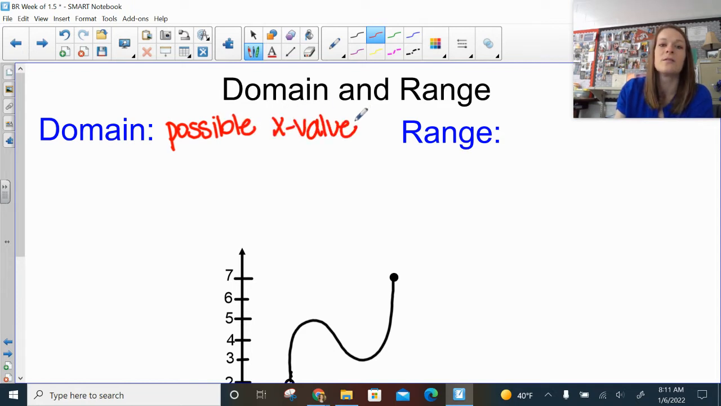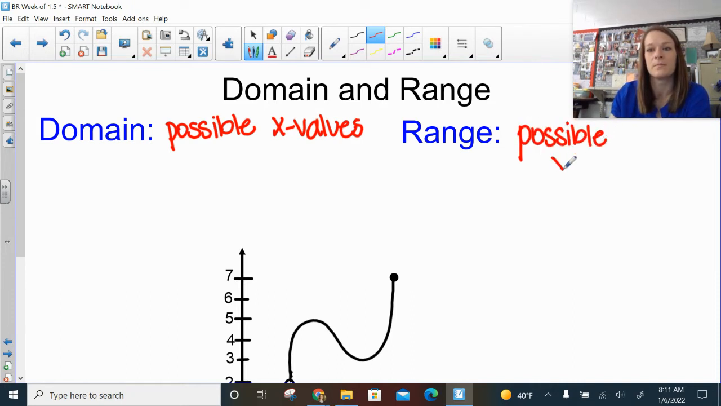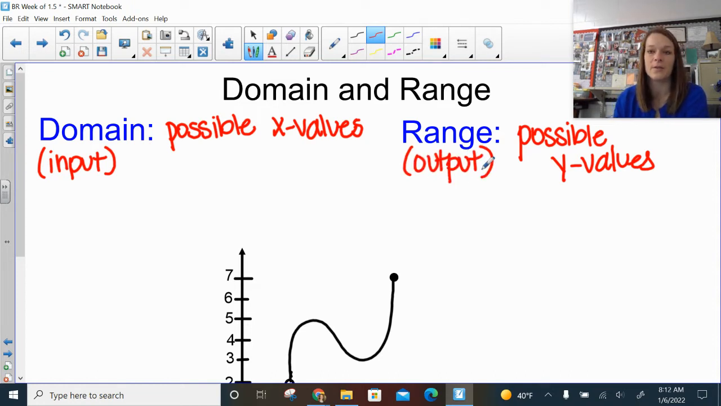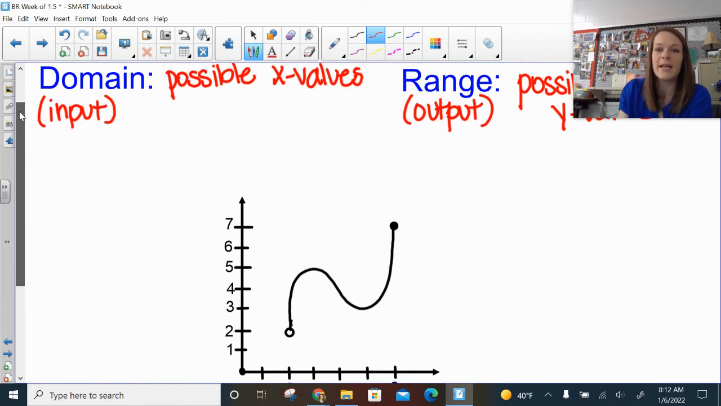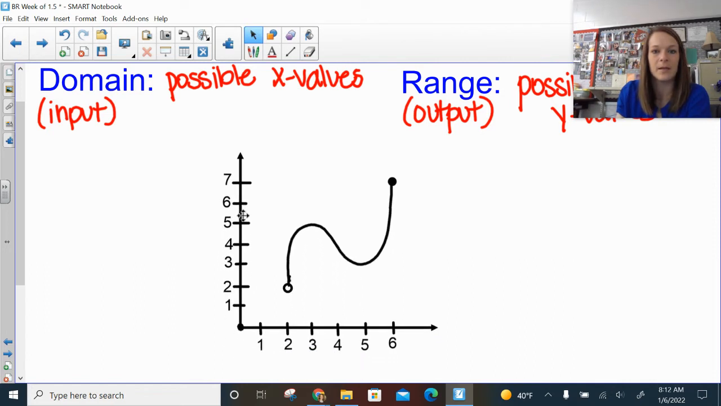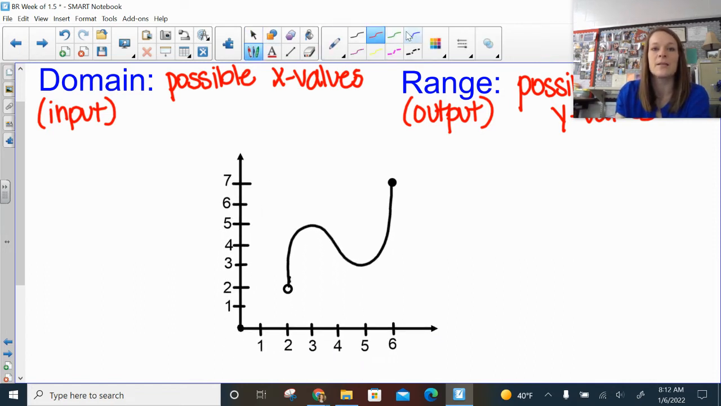And the range will be your possible y values. Okay, and also domain can be referred to as your input values, and range can be referred to as your output values. Okay, so there's some tricks here when we're looking at writing and finding our domain and range. All right, so the first thing I'm going to look at is going to be domain.